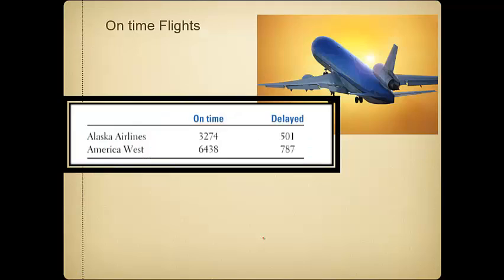Okay, a lot of times we want to compare 2 groups and the data we receive about them. Here we have Alaska Airlines and America West Airlines, and we're trying to compare which airline seems to have more on-time flights. We can see from this data, Alaska Airlines has 3,274 as opposed to 501 delayed. America West has 6,438 compared to 787 delayed.